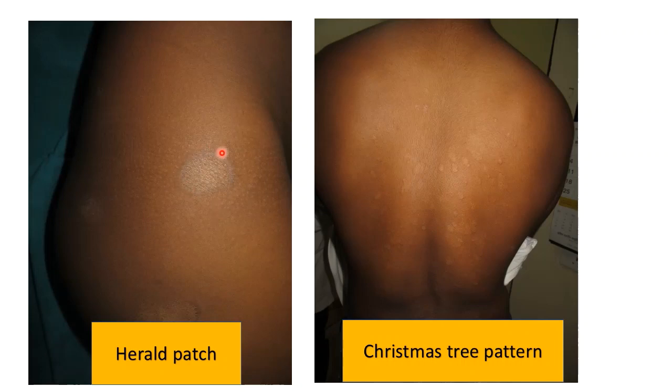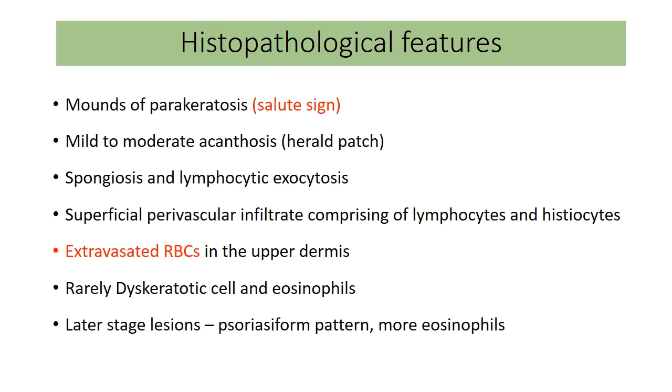These are the early lesion called herald patch, and later it will show multiple scaly lesions resembling a Christmas tree pattern. Histopathological features are mounds of parakeratosis known as salute sign, mild to moderate acanthosis, spongiosis, and lymphocytic exocytosis, superficial perivascular infiltrate comprising of lymphocytes and histiocytes, extravasated RBCs in the upper dermis, rarely dyskeratotic cells and eosinophils. The later lesions can show psoriasiform pattern and more number of eosinophils.